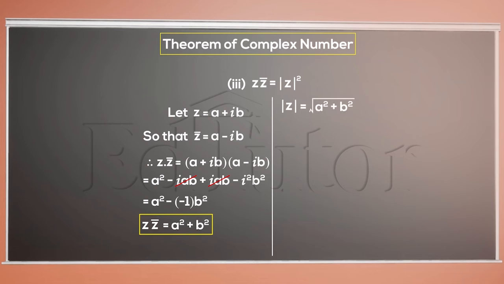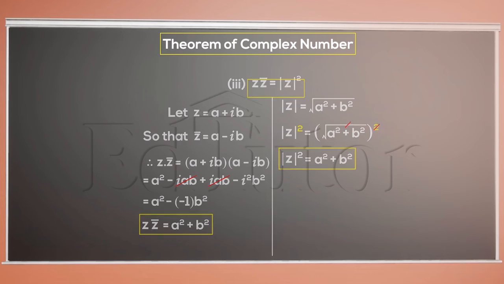No? You guessed it right. It's just the modulus of z but squared. Apply the square to both sides of z and boom! Our theorem number 3 has hence been proved.